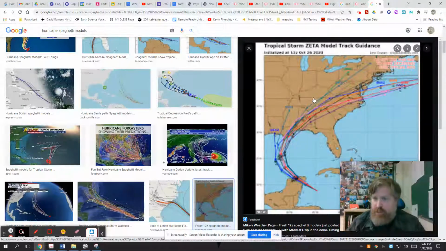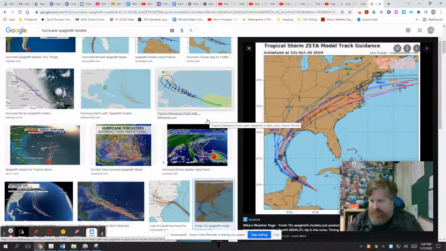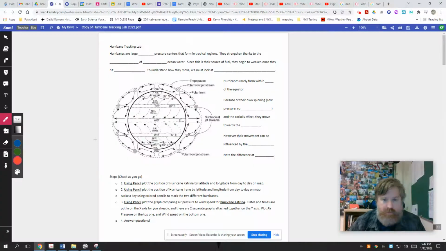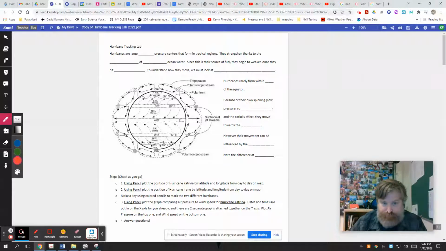Okay. So they call these spaghetti models because they look like thin strands, all showing us the general flow of how hurricanes work. That is guided, broadly, again, by these wind belts.